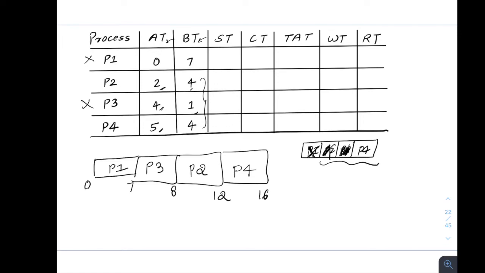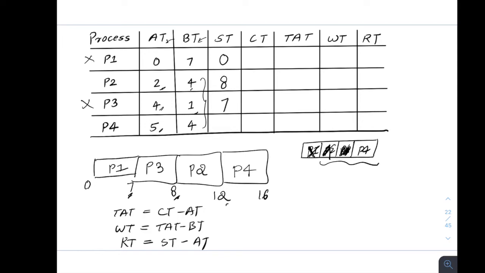So look again carefully. Formula again, let me just copy it. TAT equal to CT minus arrival time. Waiting time equal to TAT minus burst time, and response time, if you remember, was start time minus arrival time. So start time for process 1 is how much? 0. For P2, 8. P3, 7. P4, 12. Completion time for P1, 7. For P2, 12. P3, 8. P4, 16. You can fill these numbers now, right?